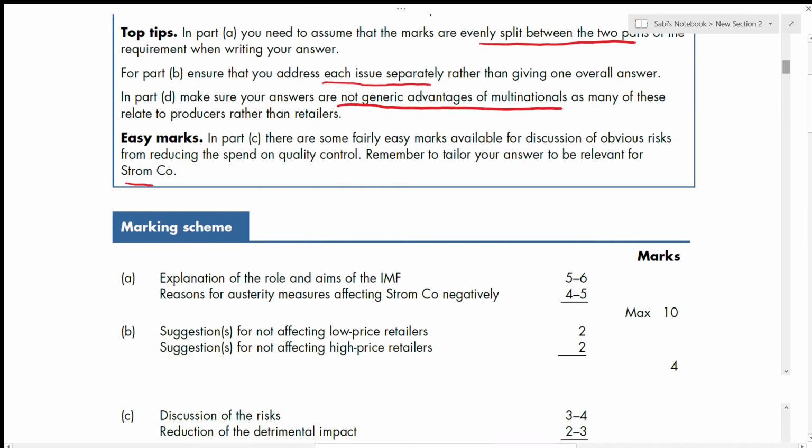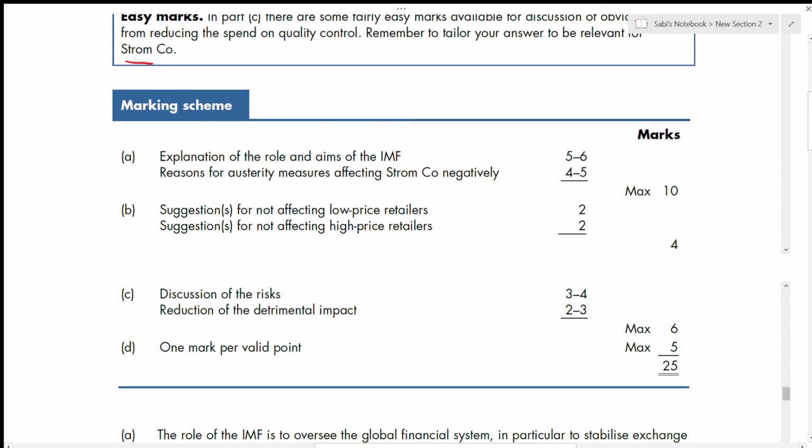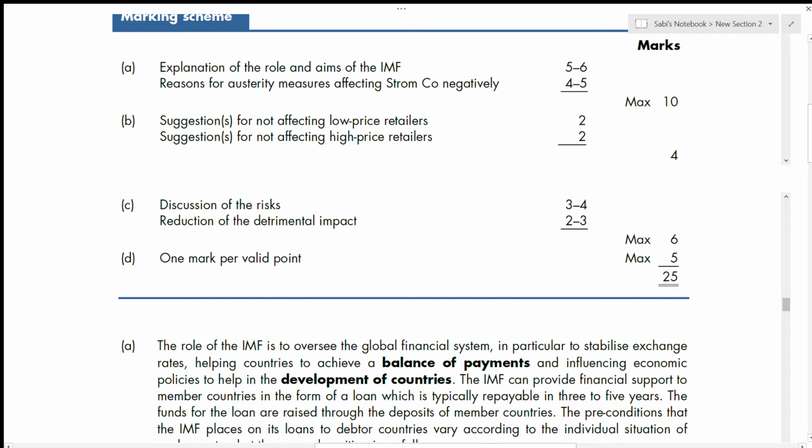Now we'll see the marking scheme. If you can see A, explanation and the reasons for austerity are 5 to 6 or 4 to 5. You can take 5 for each. B, for low prices 2 marks, for high prices 2 marks. C, this risk is 3 to 4. Reduction of the detrimental impact is 2 to 3. You could take 3 each. And D, since it's for 5 marks and only one requirement, so 1 mark per valid point. That means you need 5 points. Right? Now I'm going to take you through the answer.